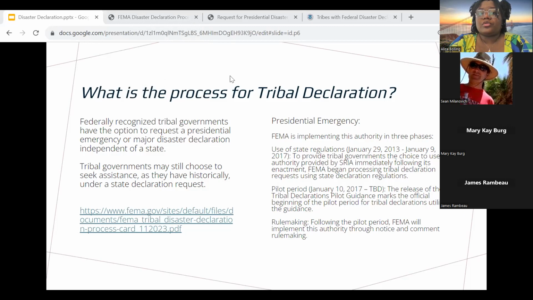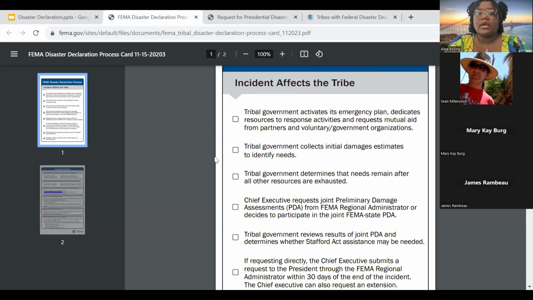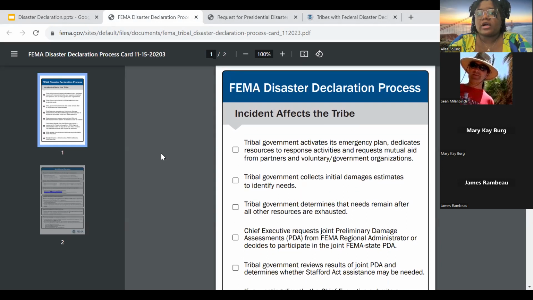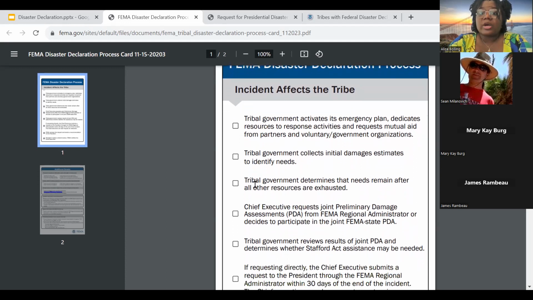I'm going to show you guys a brief document here real quick. This document FEMA has put together is basically just a brief 2-pager that talks about incidents that have affected certain tribal areas, and how that process is supposed to work. So the tribal government activates its emergency plan, and then it starts to dedicate its own resources to response activities, and then requests mutual aid from partners, volunteers, and other government organizations.